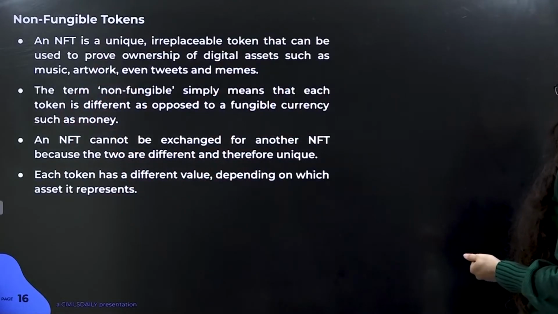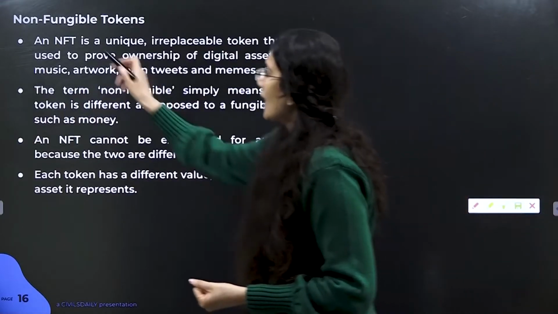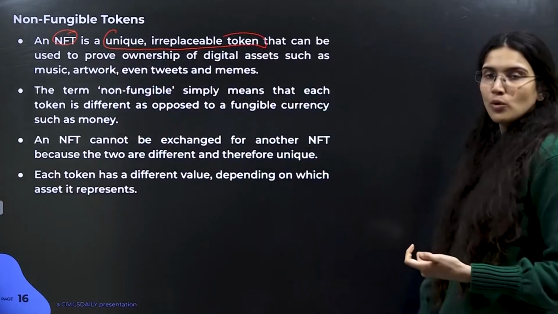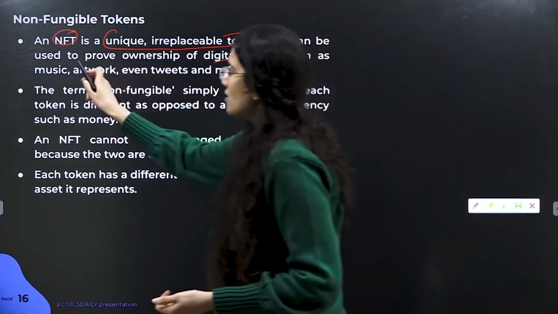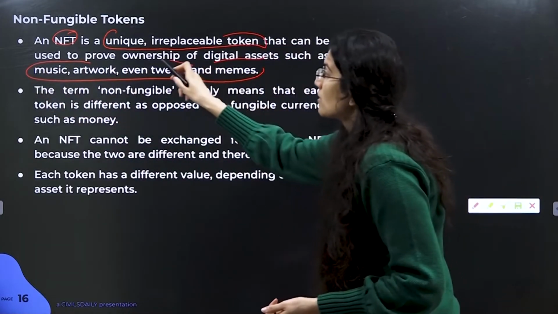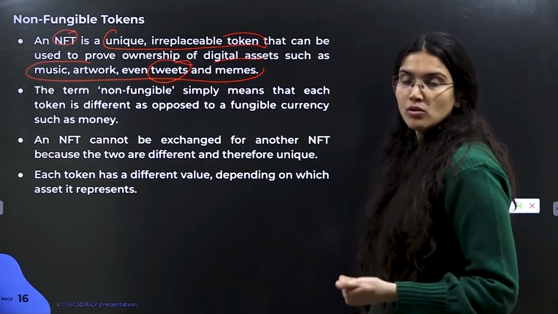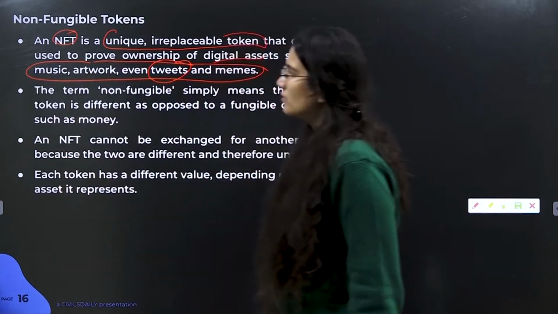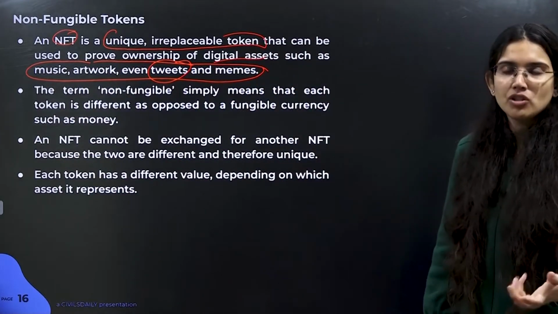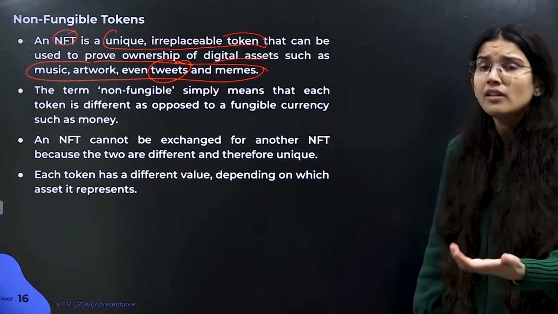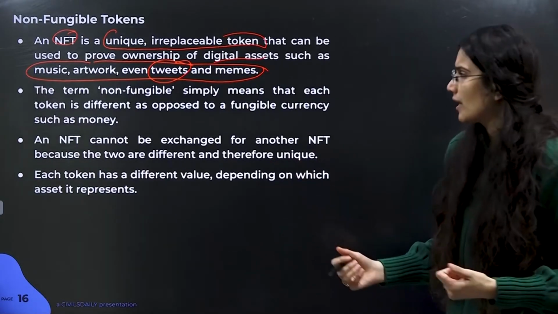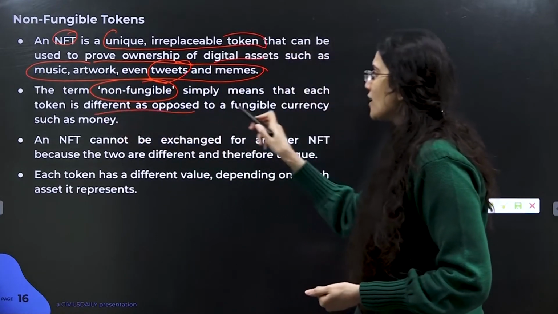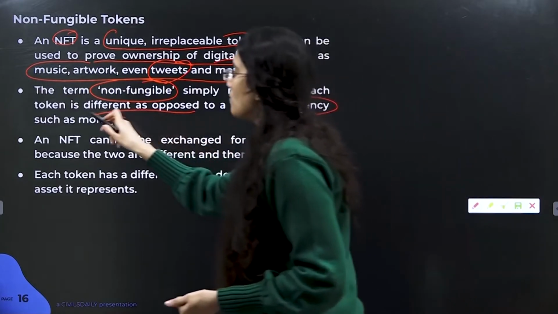Now let's look at what we're talking about in the slide. An NFT is a unique, irreplaceable token that is used to represent digital assets such as music, artwork, even tweets. I told you that Jack Dorsey sold his first tweet for some billions of dollars, and memes, right? So it's like a copyright, a proper digital signature provided to the creator of that particular music, artwork, or something like that. Non-fungible means that each token is different, as opposed to fungible currency as money.